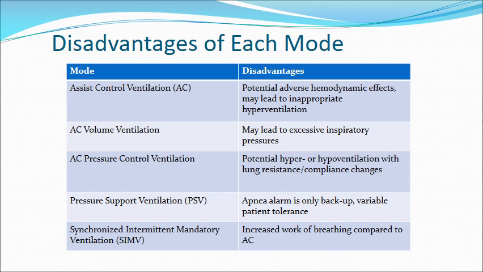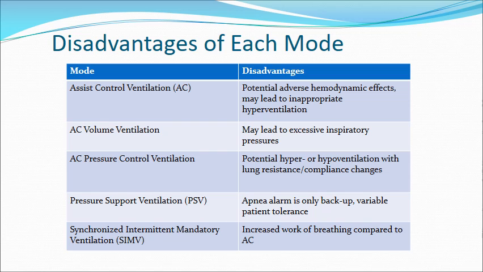Okay, so here are the disadvantages of each mode. So for assist control ventilation, there's potentially adverse hemodynamic effects that may lead to inappropriate hyperventilation. For AC volume ventilation, it may lead to excessive inspiratory pressures. AC pressure control ventilation has potential for hyper or hypoventilation with lung resistance compliance changes. In other words, the lungs can overinflate, underinflate. It varies because there's no feedback in terms of volumes delivered to the lungs.